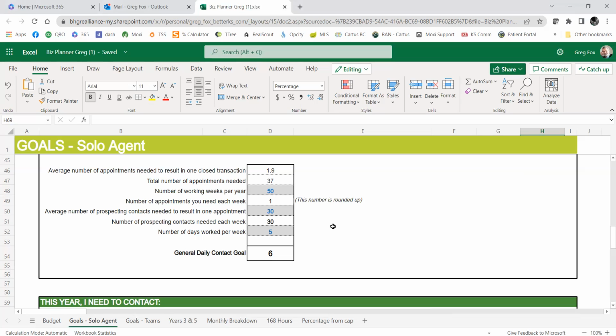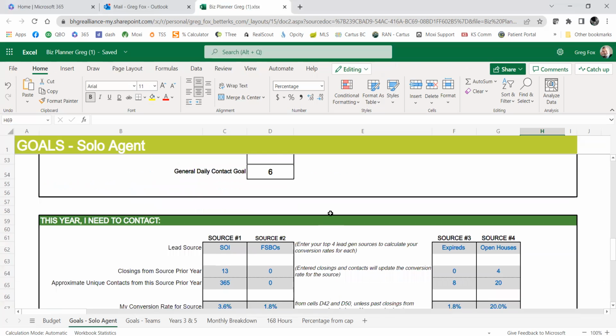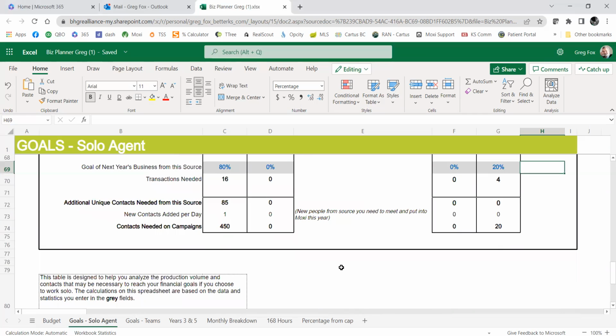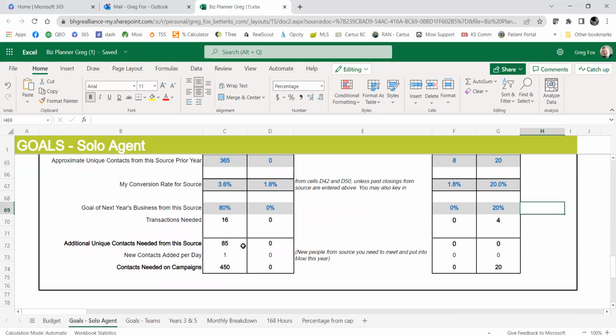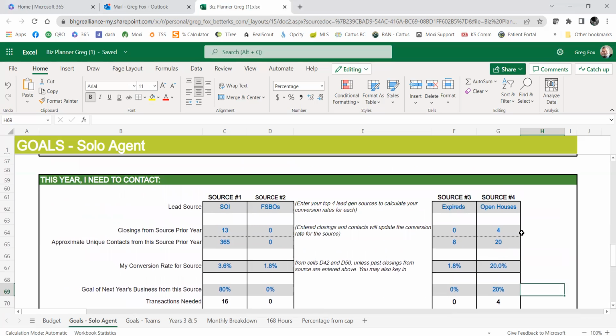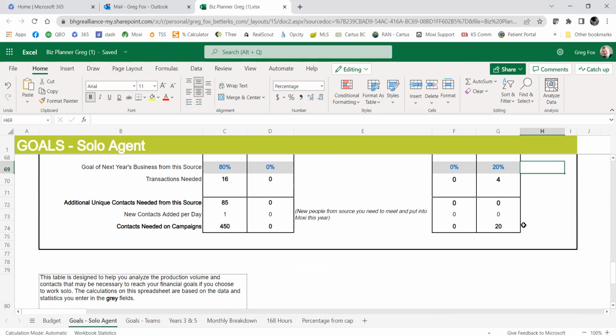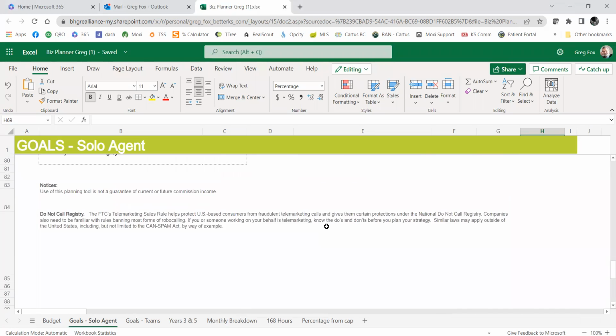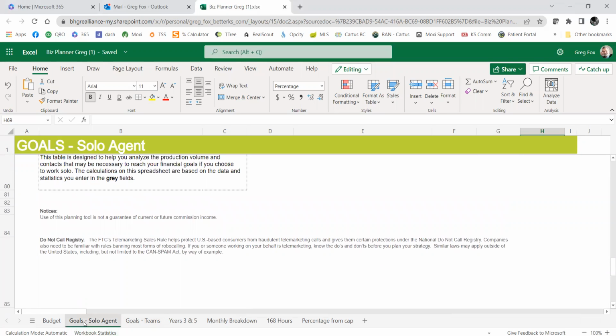Okay. But anyway, so now we have a goal for contacts. Now we know where we need to concentrate. I need to meet 85 new people to my sphere of influence. I need to have probably 5 or 6 open houses so that I can meet 20 people. Great. Now that we know what that goal is, how are we going to plan for it? Well, let's go over to monthly breakdown.